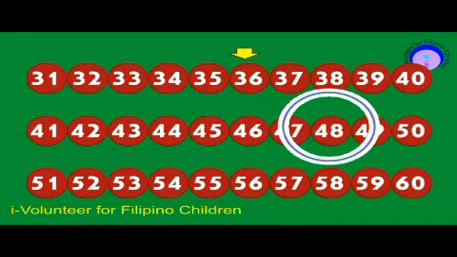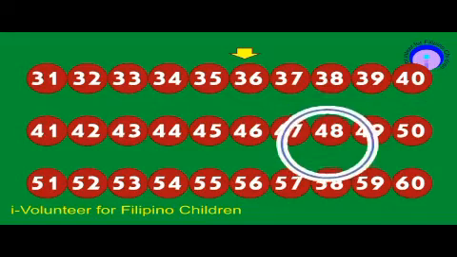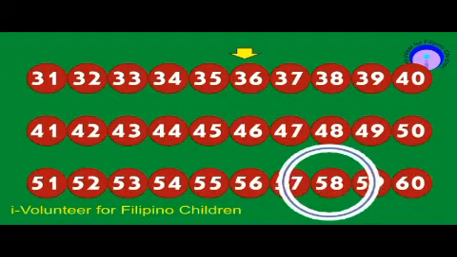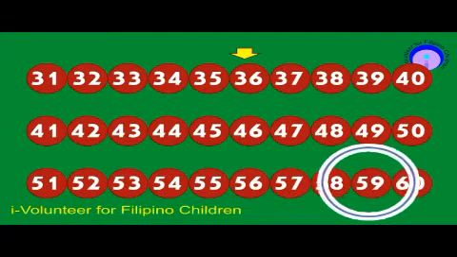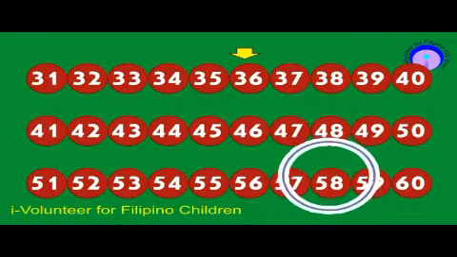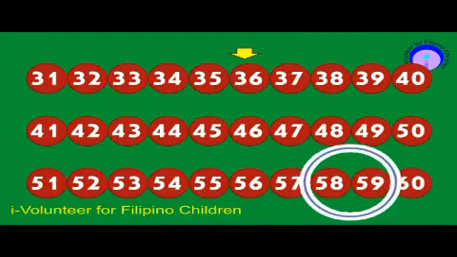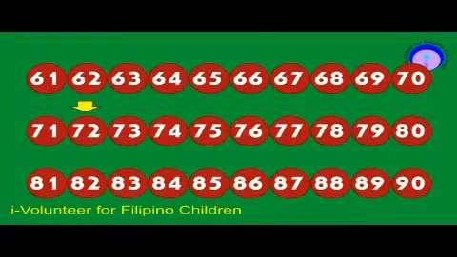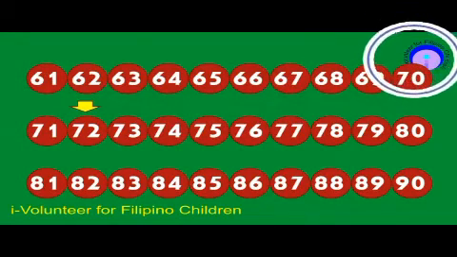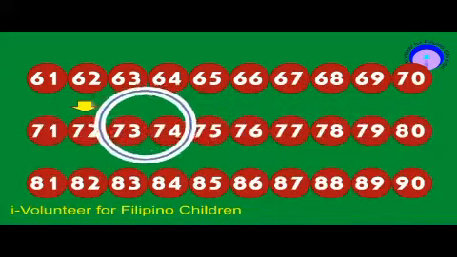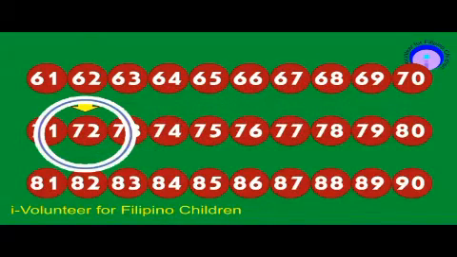What is next after 48? Can you guess? 48 plus 10 is equal to 58, plus 2 is equal to 60. I repeat, 48 plus 10 is equal to 58, plus 2 is equal to 60. Can you guess what is next after 60? 60 plus 10 is equal to 70, plus 2 is what number? You are correct. It's 72.